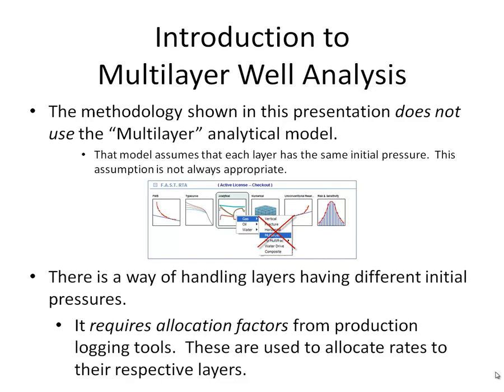There is a way, however, of handling layers having different initial pressures, and it requires, in our current implementation, allocation factors from production logging tools. These are used to allocate rates from commingled production down to their respective layers.